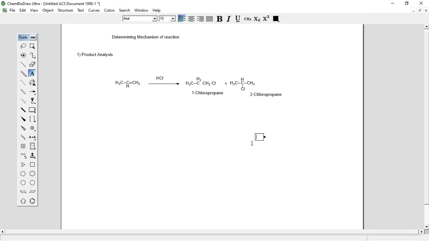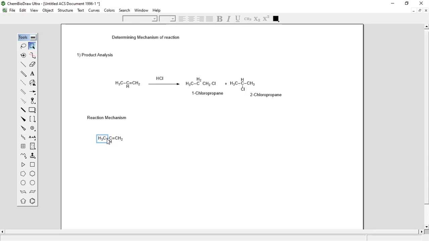Let's see its mechanism so you get a detailed understanding. The reaction mechanism is a step by step explanation of your reaction. In the first step, propene reacts with HCl. This propene has a carbon-carbon double bond, which acts as a nucleophile in this reaction. It is a high electron density center. So the pi bond of propene attacks H plus.